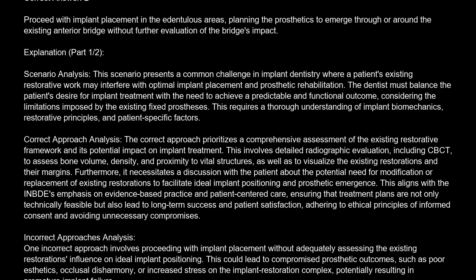Correct approach analysis. The correct approach prioritizes a comprehensive assessment of the existing restorative framework and its potential impact on implant treatment. This involves detailed radiographic evaluation, including CBCT, to assess bone volume, density, and proximity to vital structures, as well as to visualize the existing restorations and their margins. Furthermore, it necessitates a discussion with the patient about the potential need for modification or replacement of existing restorations to facilitate ideal implant positioning and prosthetic emergence.